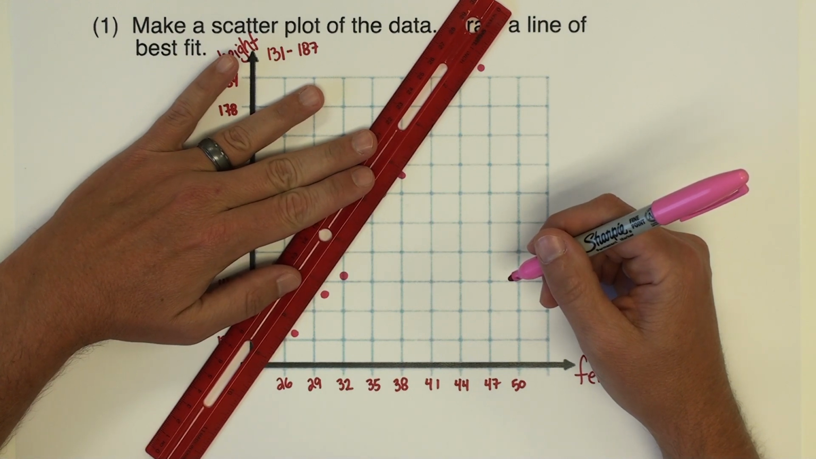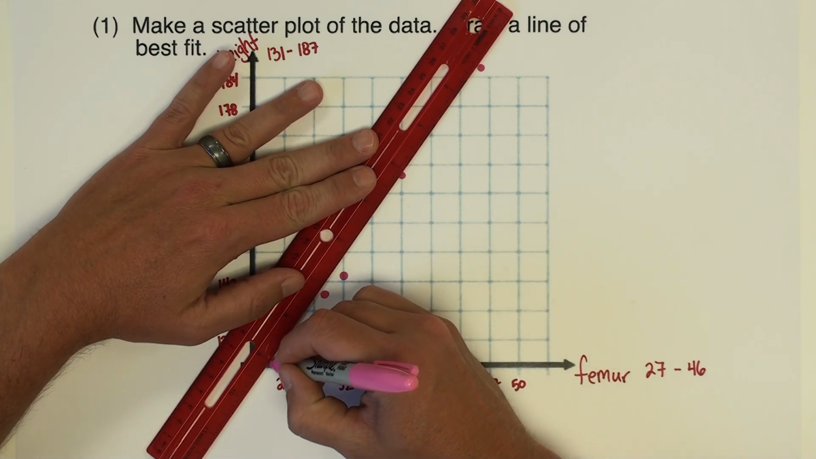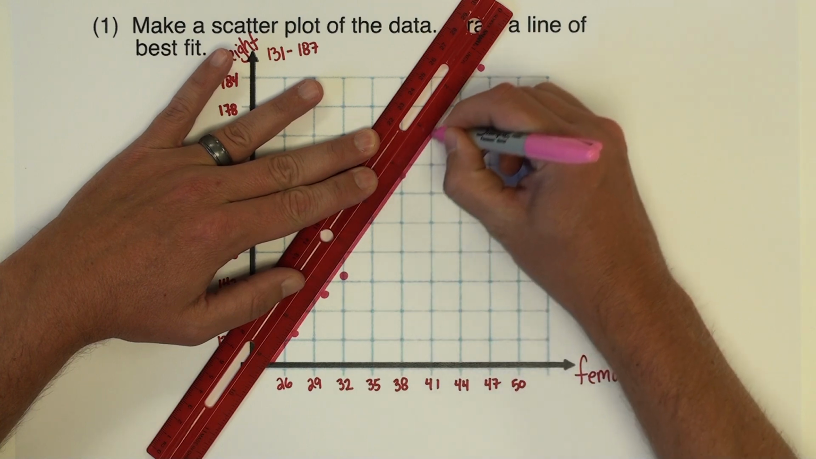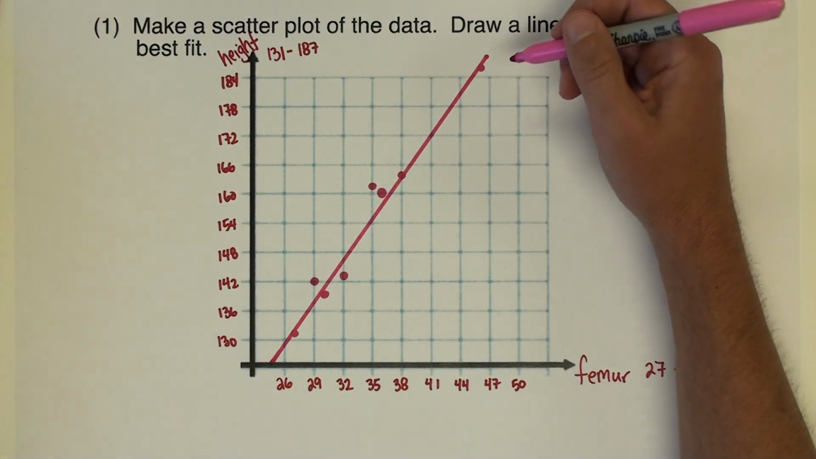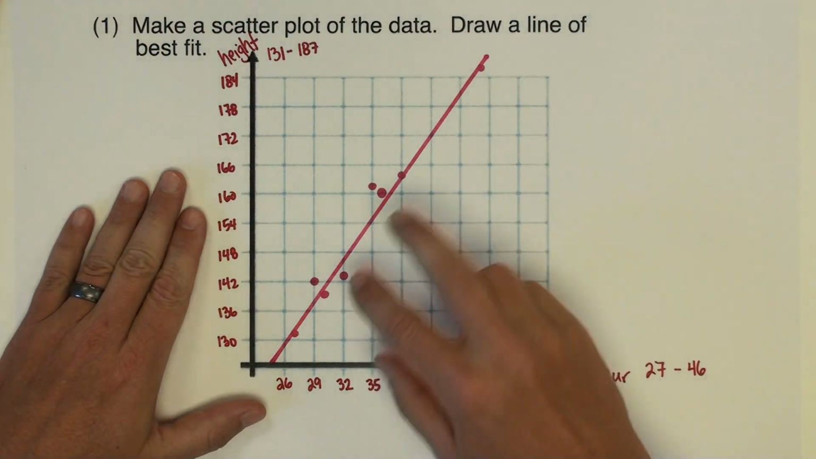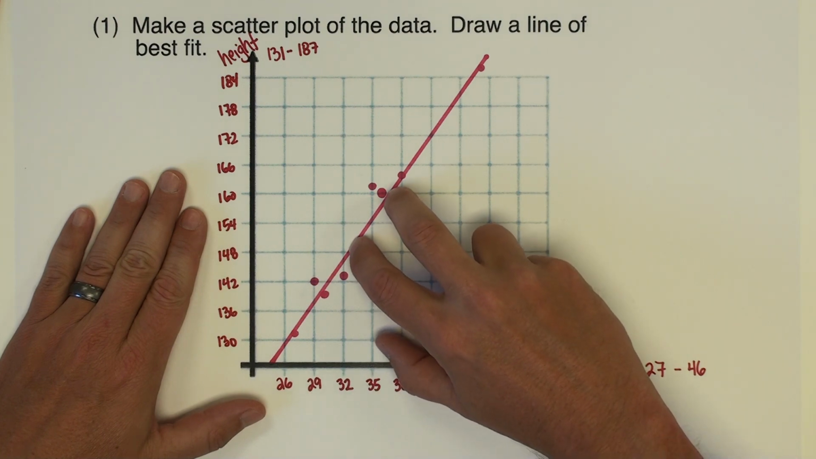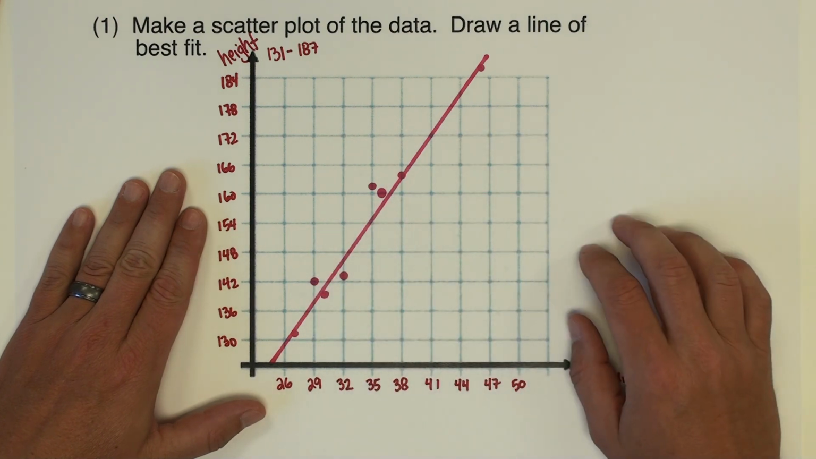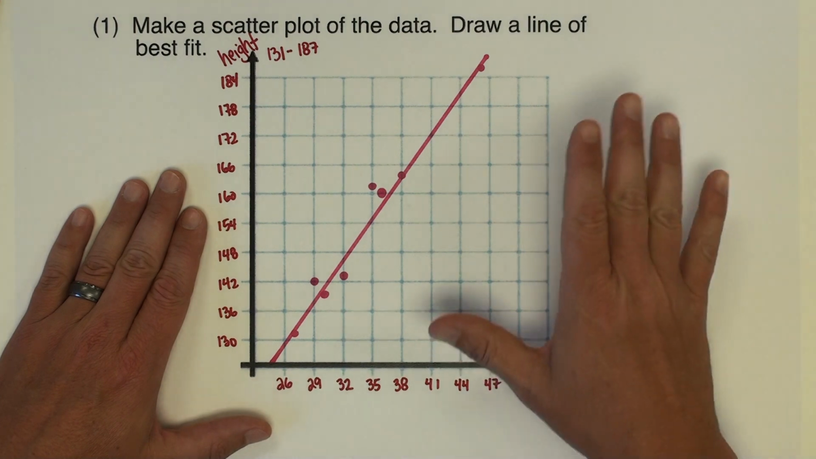So when you think you've got a good line, go ahead and draw it in there. That's pretty close. If I was doing it over again, maybe I'd push it out just a little bit, but I think that's pretty good right there. So there's my scatter plot.